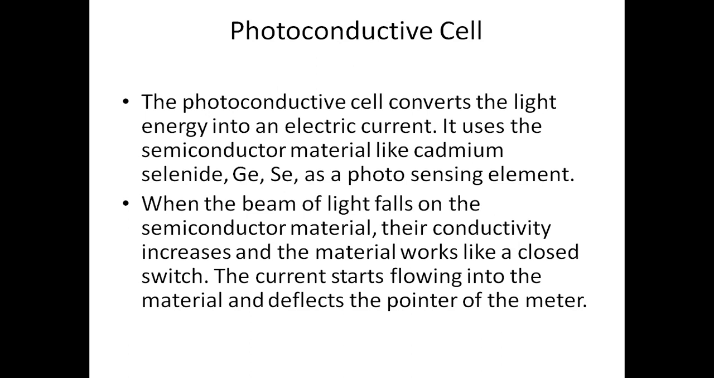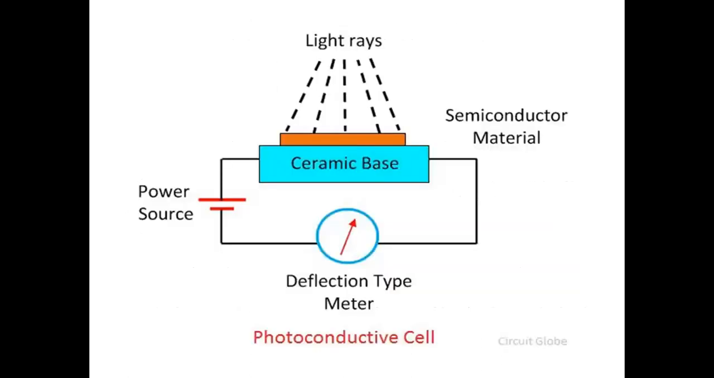When a beam of light falls on semiconductor material, its conductivity increases and the material works like a closed switch. The current starts flowing into the material and deflects the pointer of the meter. So this is the diagrammatic representation of the photoconductive cell. The photoconductive material is converted into a photoconductive switch with the help of a ceramic base. For safety purposes, we have a glass window which is also covered above it. The photocell is a combined form of conductive switch and electric source.